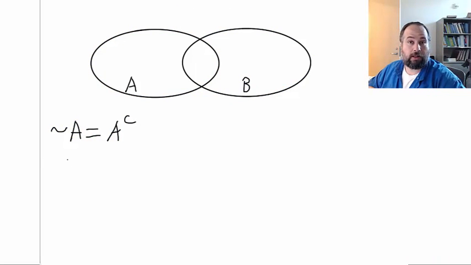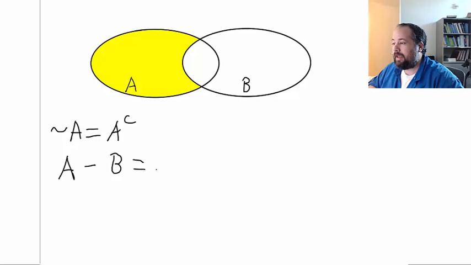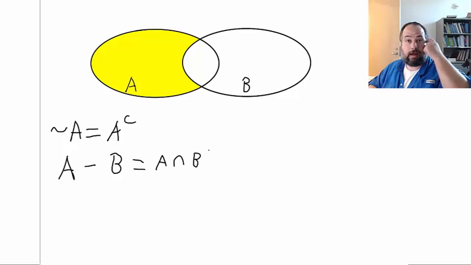Another piece of terminology that I want you to be familiar with is minus. A minus B is pretty intuitive. It refers to everything that is in A that is not in B, right? What I've highlighted here in yellow is the same as saying A intersection B complement, or not B. So everything that is in A and at the same time not in B.